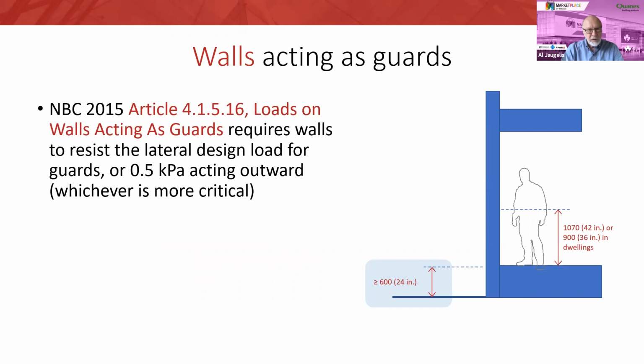NBC Article 4.1.5.16, by the way, that's in Part 4, which is the structural design part of the code. It actually specifies the loads that walls acting as guards are required to resist. And it requires them to resist a lateral design load specified in the code, or 0.5 kilopascals acting outward, whichever is the more critical load.